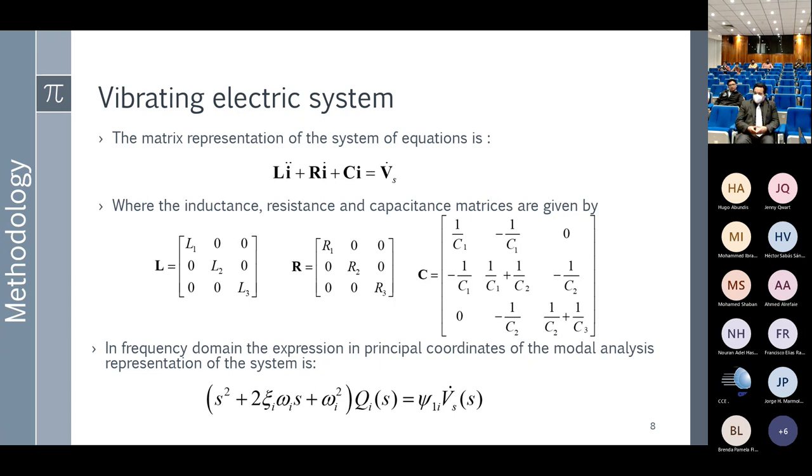Is there another question? Okay, well, it seems that would be everything. Thank you very much for your presentation. It's an interesting idea to apply a modal analysis to an electric system. We appreciate your contribution in the CCD 2022 conference. So thank you very much.